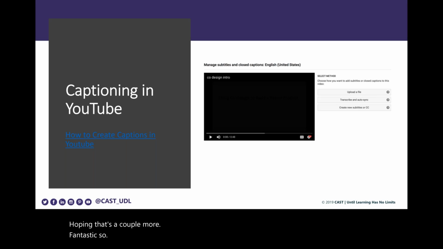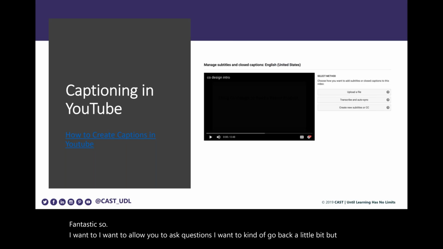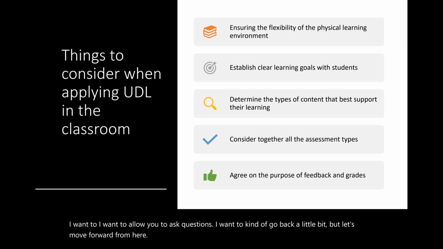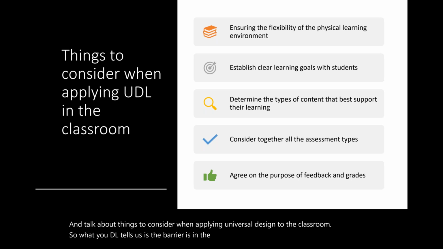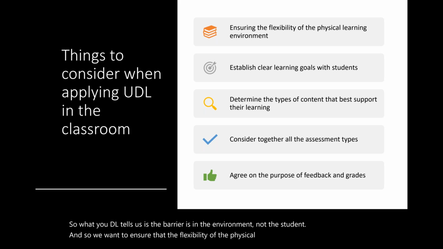So I want to allow you to ask questions. I want to kind of go back a little bit, but let's move forward from here and talk about things to consider when applying universal design to the classroom. What UDL tells us is the barrier is in the environment, not the student. And so we want to ensure that the flexibility of the physical learning environment is there.